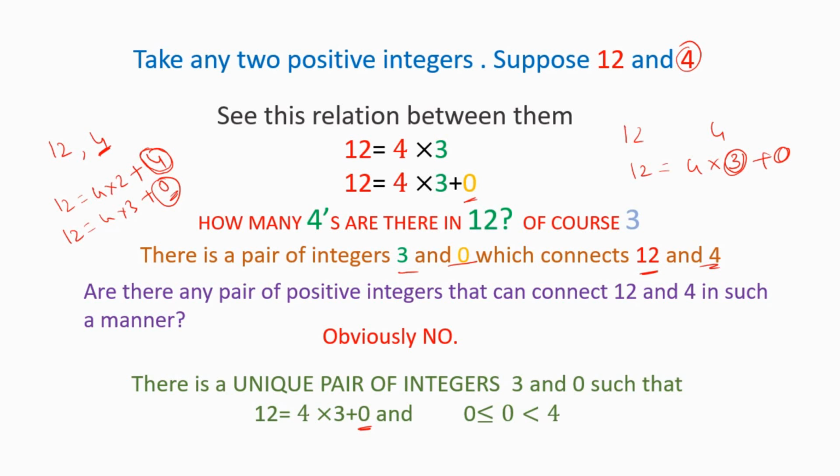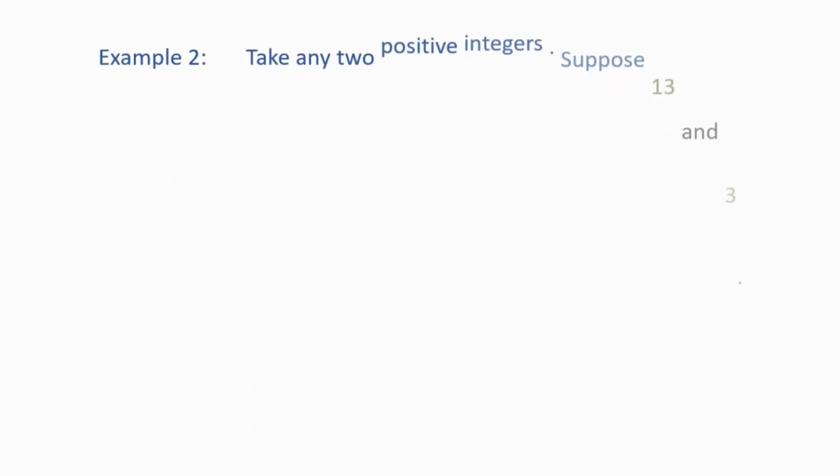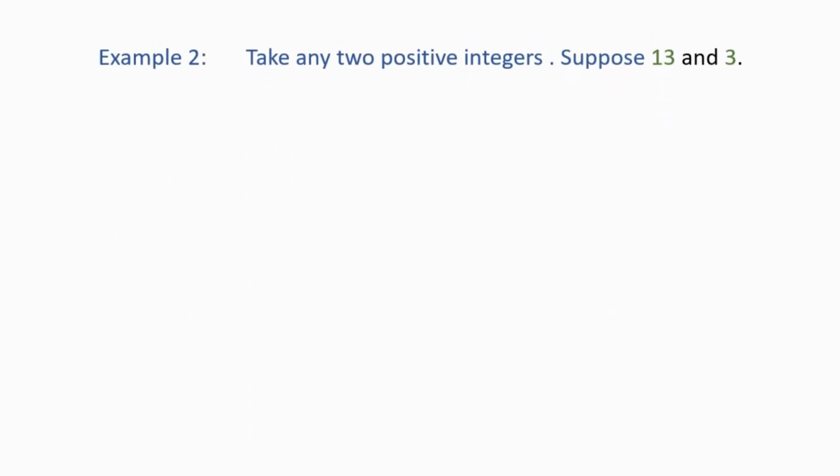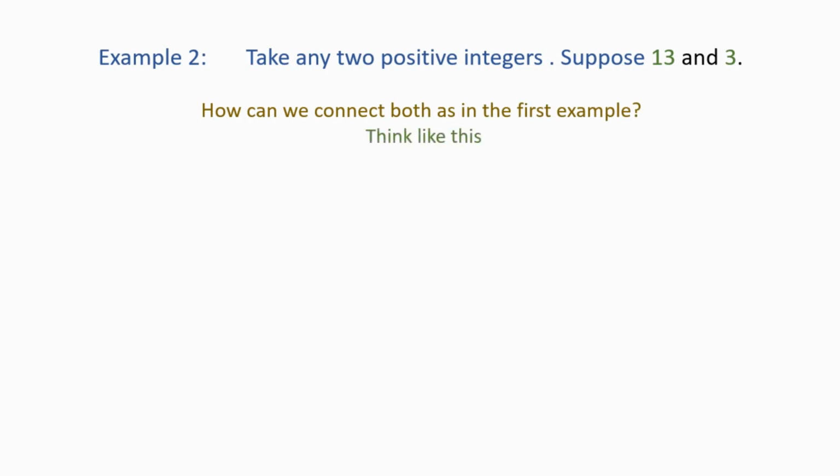Okay, let me take one more example so that you can get clarity. Example 2. Now take the positive integers 13 and 3. How can you connect both of these as in the first example? How many 3s are there in 13? How many 3s can be obtained from 13? 4 threes. 3, 3, 3, 3: 4 threes becomes 12 and 1 will remain.